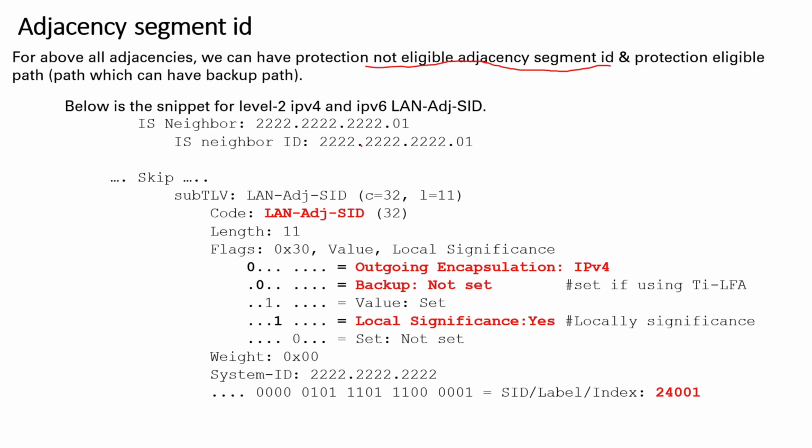This is just a snippet for the level 2 IPv4 and IPv6 LAN adjacency SID. We can see here it is the LAN adjacency SID for IPv4. So this is for protection not eligible, locally significant, and this is the adjacency SID label value between R1 and R2.